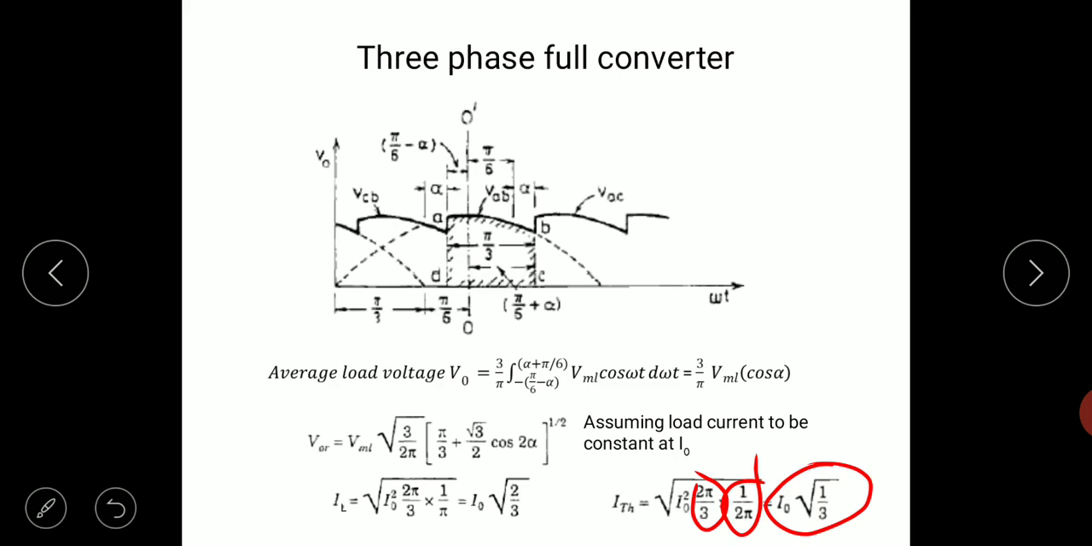So this was our expression for line current and thyristor current. Remember that these are RMS values. This is the line current RMS value and this is the thyristor current RMS value. So this was our three-phase full converter.